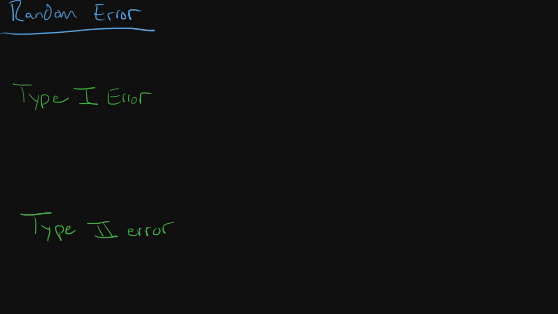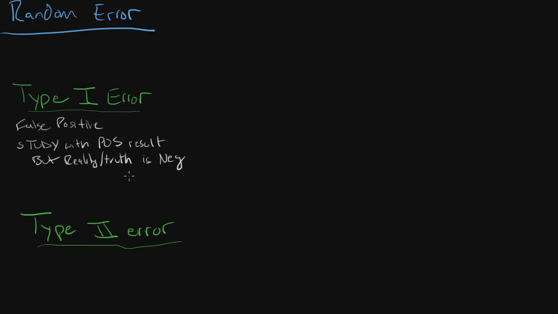Next, we're going to discuss random error. Random error is conveniently broken up into two types of error, type 1 error and type 2 error. Type 1 error is a false positive. This happens when you get a study that gives you a positive result. But in reality, the truth is that there is no difference, change, or finding. Type 2, on the other hand, is a false negative. This is when you do a study that gives you a negative result, but the reality is that there is a finding, a difference, or positive result.